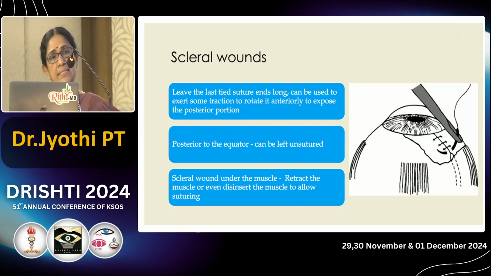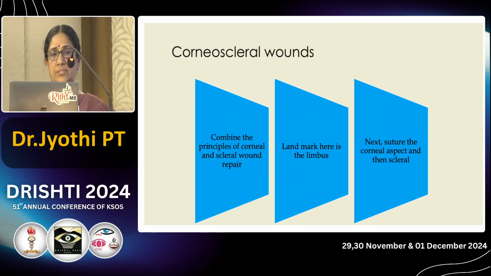And leave the last tight suture ends long so that they can be used to exert traction to rotate the globe anteriorly to expose the posterior portion. And posterior to the equator, it can be left unsutured. For scleral wounds under the muscle, you have to retract the muscle or even disinsert the muscle to allow suturing.